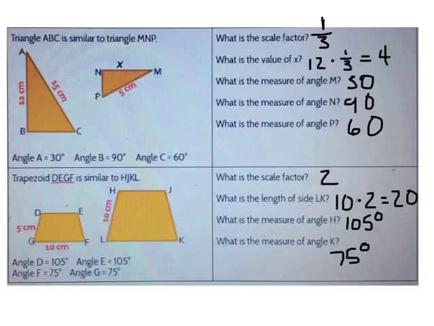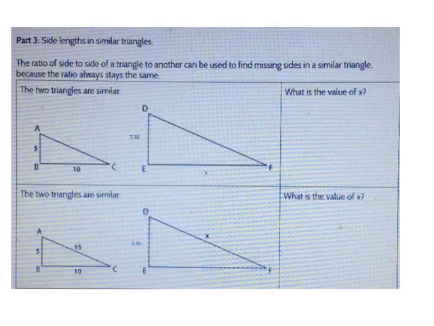The measure of angle H is 105. It corresponds to angle D. And the measure of angle K is 75. It corresponds to angle F. We also talked about how we can use the ratio of the side lengths in similar triangles to find missing sides in another similar triangle.